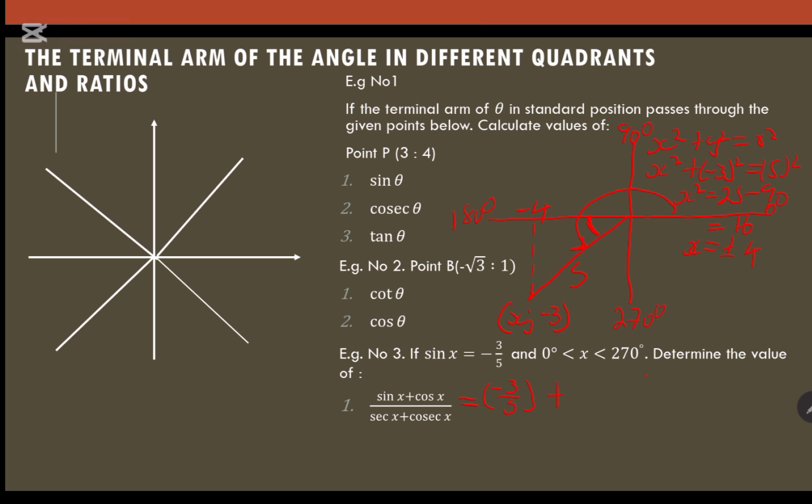Cos x is -4/5. We just calculated the value of x is -4, all over sec x. Sec x is the reciprocal of cos, so it's going to be r over x, which will be 5 over -4, plus cosec x. Cosec x is the reciprocal of sine, so sine is y over r, therefore this will be r over y, which is 5 over -3, and therefore we simply get the answer.